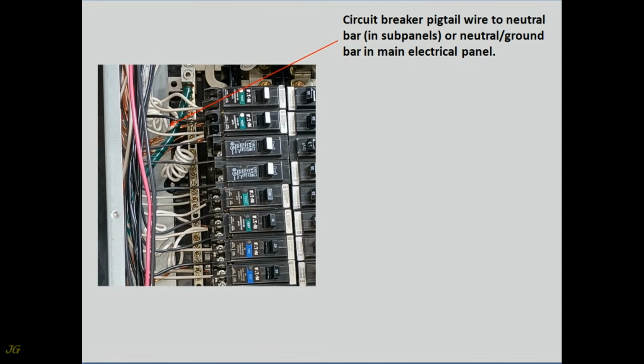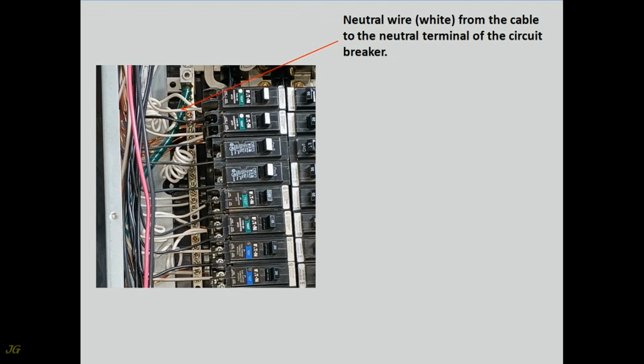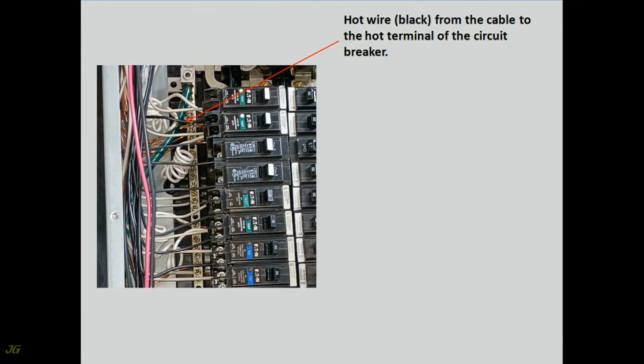Circuit breaker pigtail wire to neutral bar, in subpanels, or neutral, ground bar in main electrical panel. Ground wire, bare, from the cable to neutral bar, in subpanels, or neutral, ground bar in main electrical panel. Neutral wire, white, from the cable to the neutral terminal of the circuit breaker. Hot wire, black, from the cable to the hot terminal of the circuit breaker.